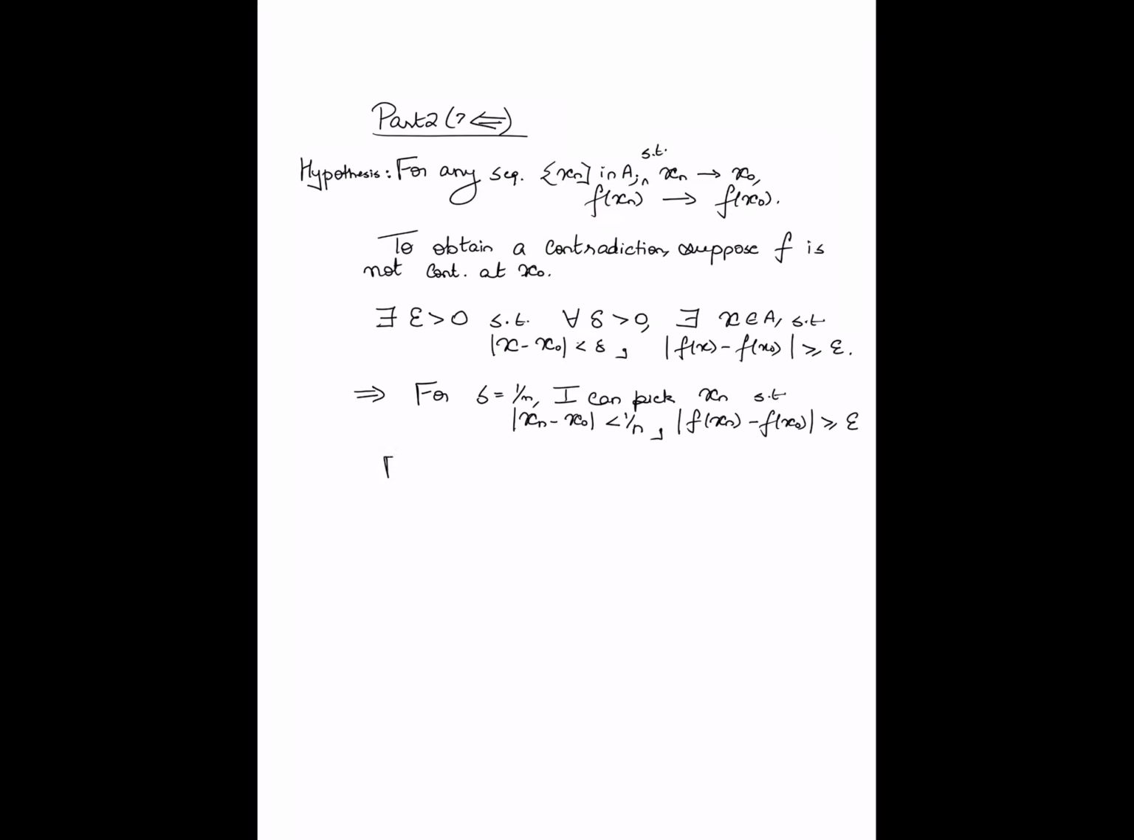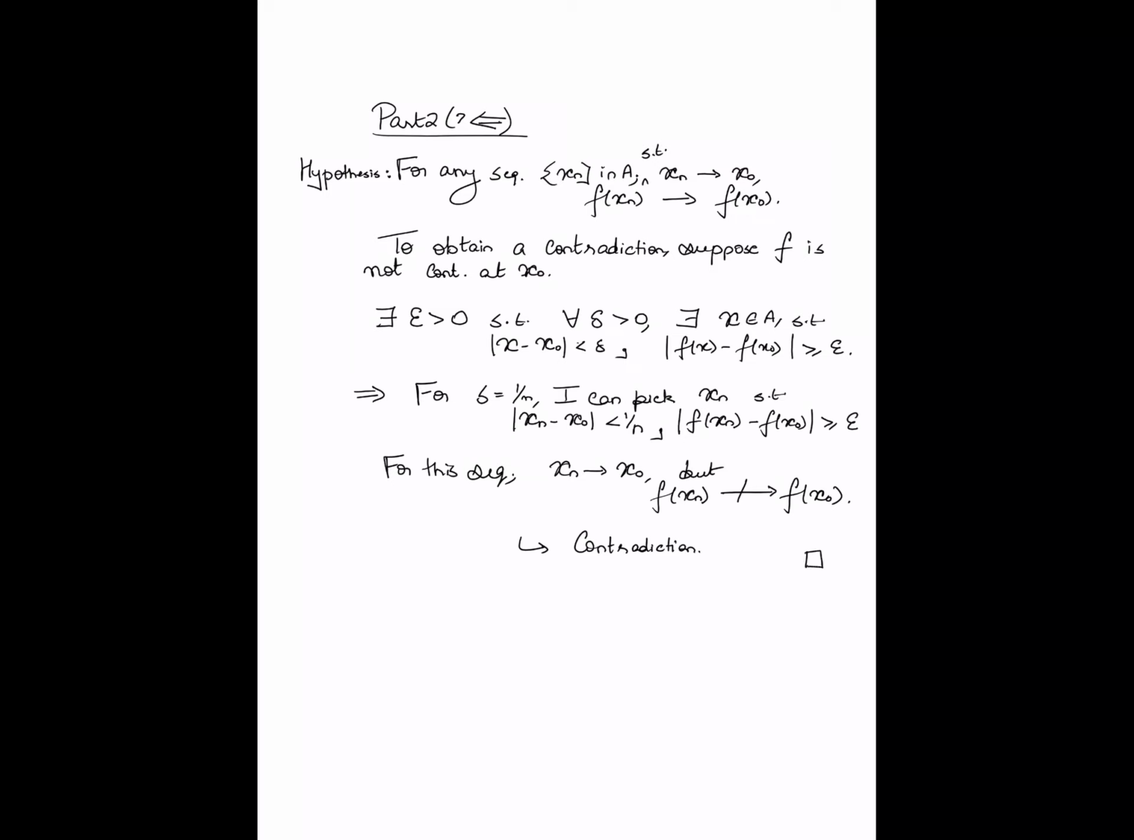So for this sequence, clearly you can see that xn converges to x naught, but f of xn is in fact always more than an epsilon distance away from f of x naught. So you couldn't possibly have that f of xn converges to f of x naught, and that gives you a contradiction to the hypothesis. Right, and that completes the argument.